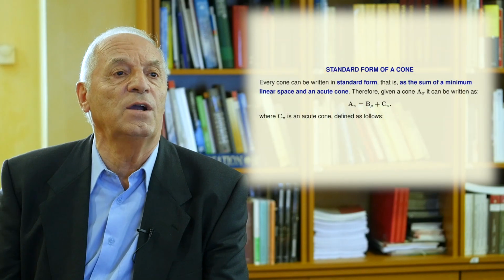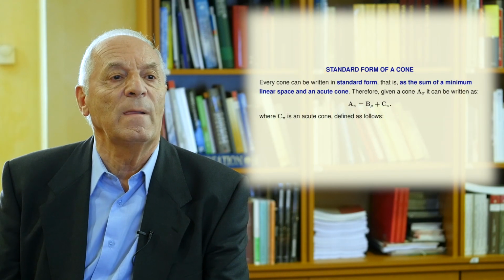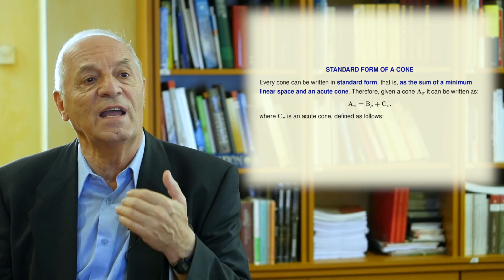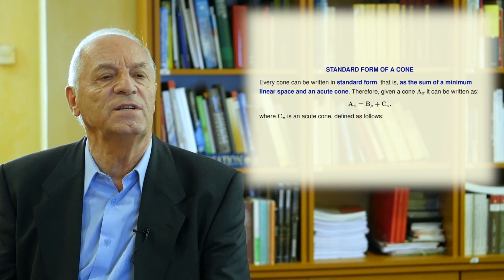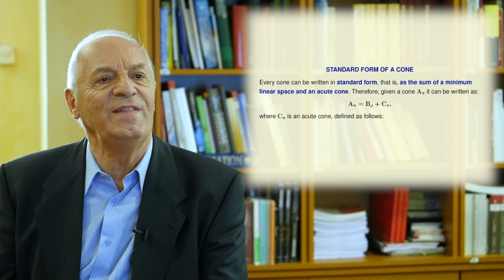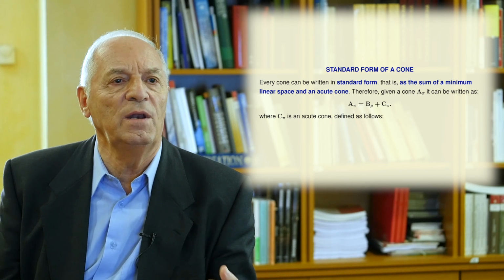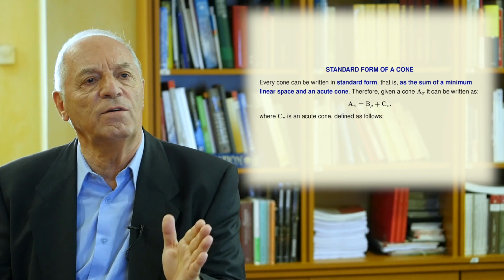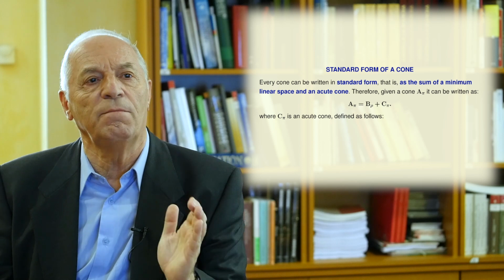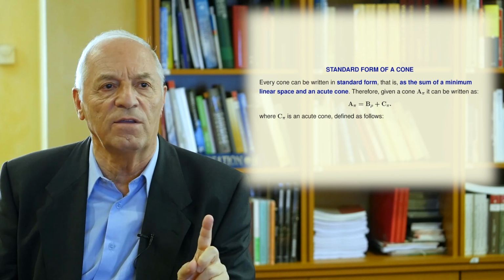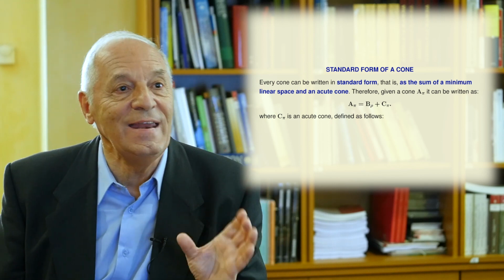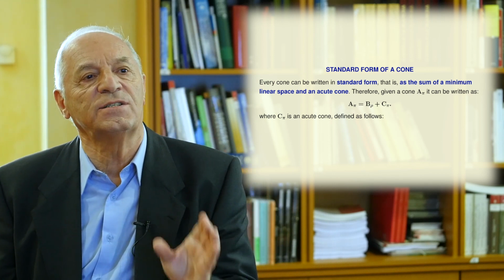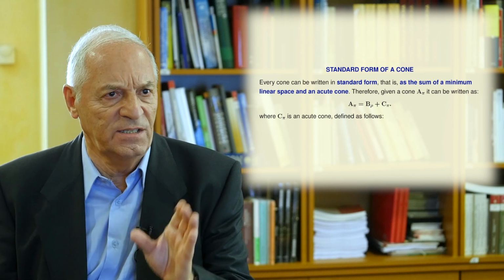Another interesting result that you will see in the course is that any cone can be written as a linear subspace plus an acute cone. An acute cone is a particular case of cone in which generators, when they change sign, do not belong to the cone. If you take a generator of a cone and that generator with its sign changed belongs to the cone, then the cone is not acute, otherwise it is. Okay, then any cone can be written as the sum of a linear subspace plus an acute cone.